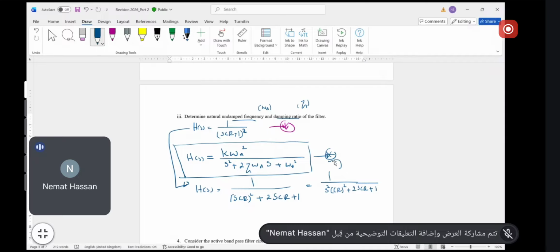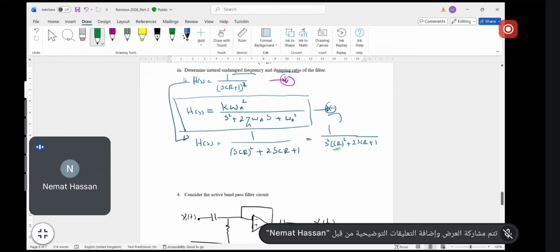I want the S squared to be isolated so that it can be comparable, and I need it to be in the same format. The coefficient of S squared must be 1. How do I get rid of this CR so that the coefficient of S squared can be 1? You need to get rid of CR, right? So that the two forms are similar and I can compare them. All you have to do is take CR squared as a common factor. What happens when you do that? It becomes 1 over CR squared.